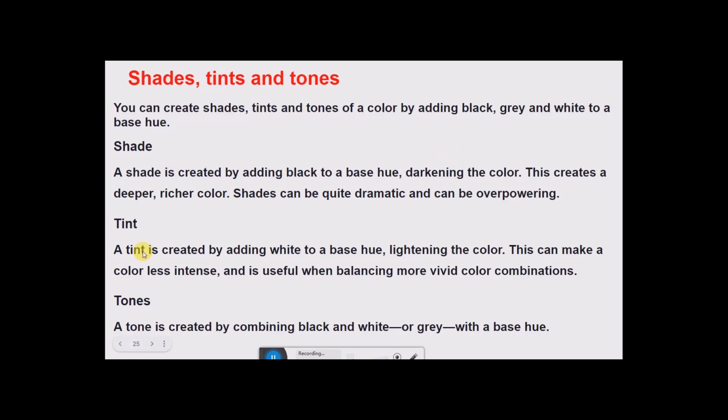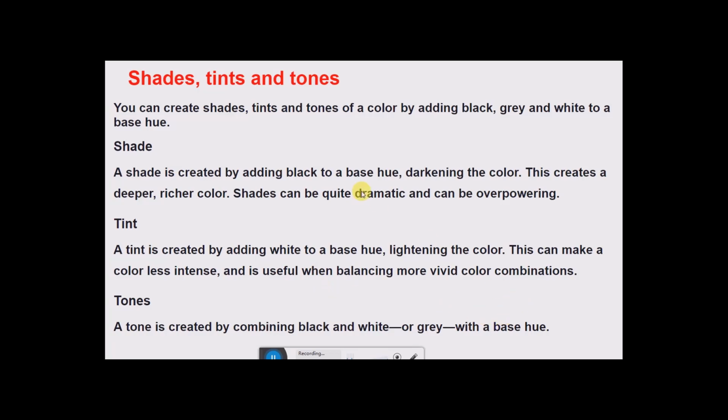What about tints? A tint is created by adding white to a base color, lightening the color. While a shade tries to overpower by darkening, a tint will lighten, which is adding white to your basic color. Here you add black to your basic color to create a shade, while you add white to your basic color to create a tint. This makes a color less intense and is useful when balancing more vivid color combinations. Then tone. Tone is created by combining these two, black and white, or gray, with a basic color.